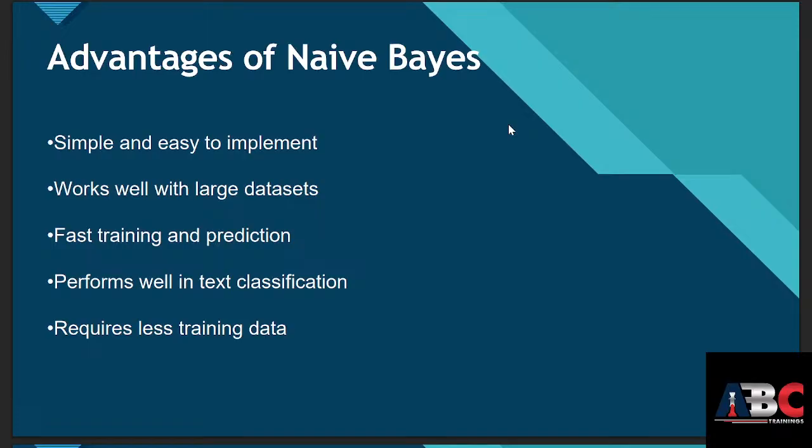It requires less training data compared to many other machine learning algorithms. Naive Bayes requires less training data to perform well. Many complex models need very large data sets to learn accurate patterns; however, Naive Bayes can still produce reasonable results even with smaller data sets.